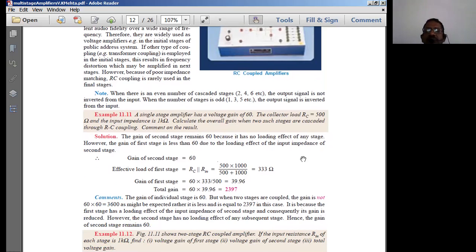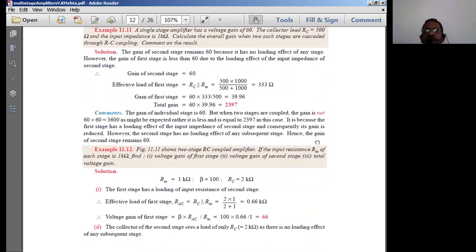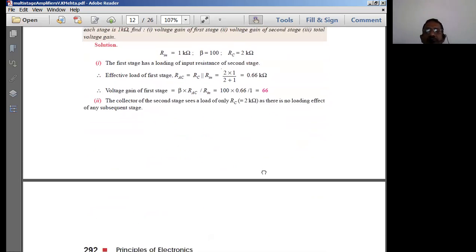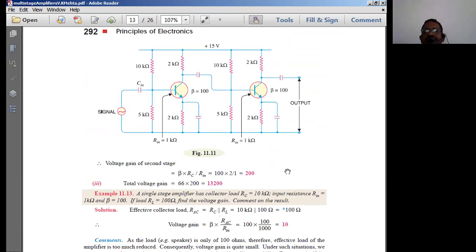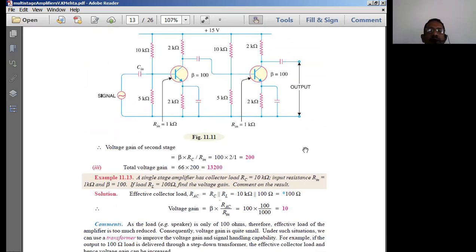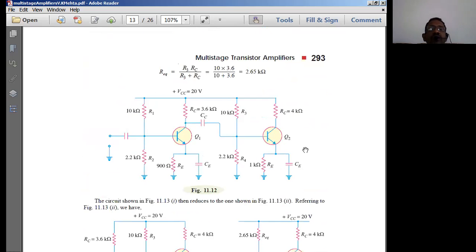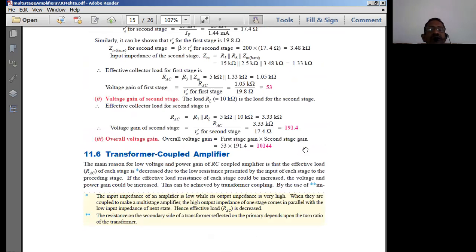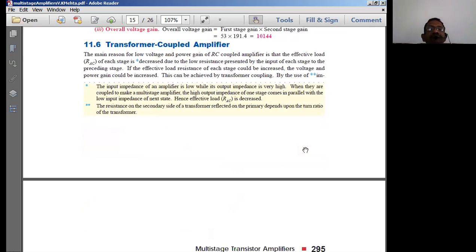We prefer the RC coupled amplifier at the initial stage because the frequency distortion should not get amplified in the intermediate stages and reach the final stage. It would become a serious problem at the input of the speaker if you amplify frequency distorted signals. This is the reason why we move to the transformer coupled amplifier.